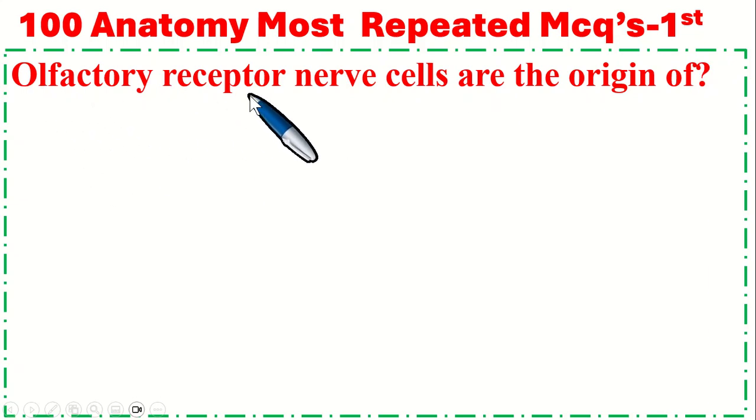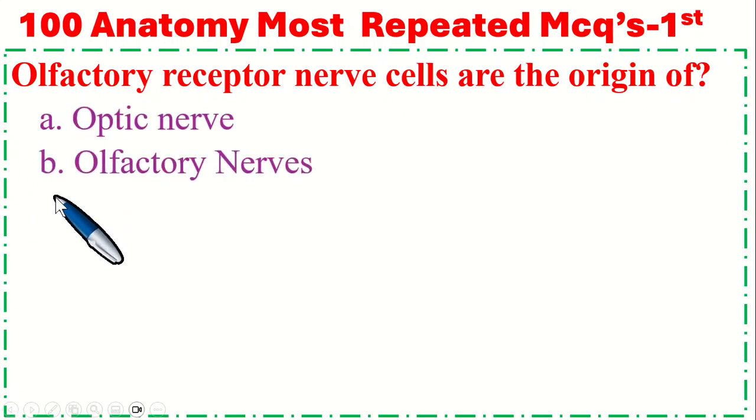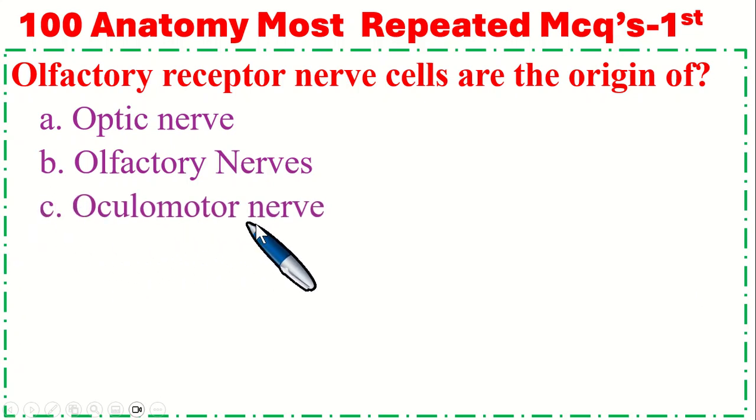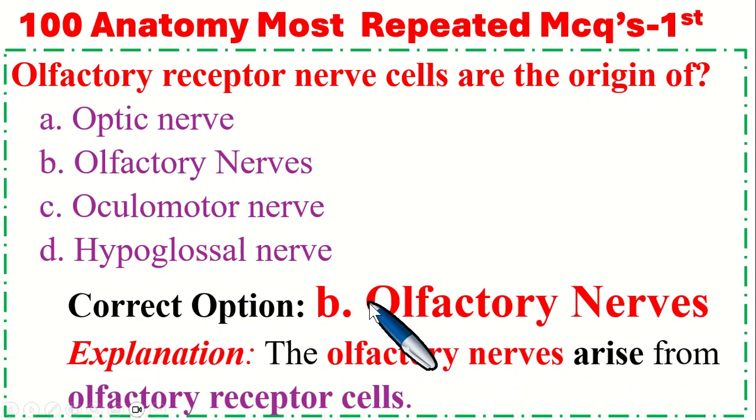Olfactory receptor nerve cells are the origin of: option A, optic nerve; B, olfactory nerve; C, oculomotor nerve; and option D, hypoglossal nerve. So the correct option is B, olfactory nerve. Explanation: the olfactory nerves arise from olfactory receptor cells.